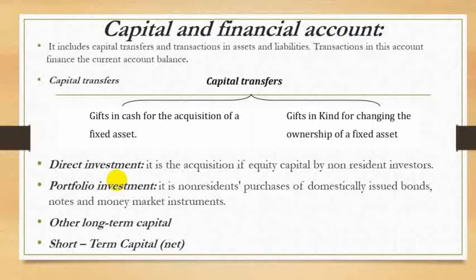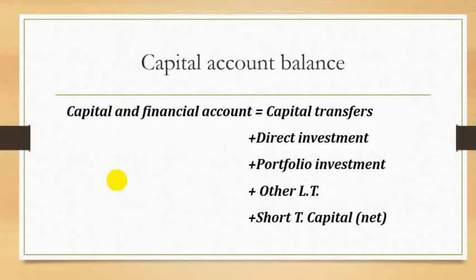These are the main components of capital accounts. So it consists of five main parts: capital transfers, direct investment, portfolio investment, other long-term capital, short-term capital. Then we have to calculate the capital account balance. Capital account balance is calculated as capital transfers plus direct investment plus portfolio investment plus other long-term assets plus short-term capital.